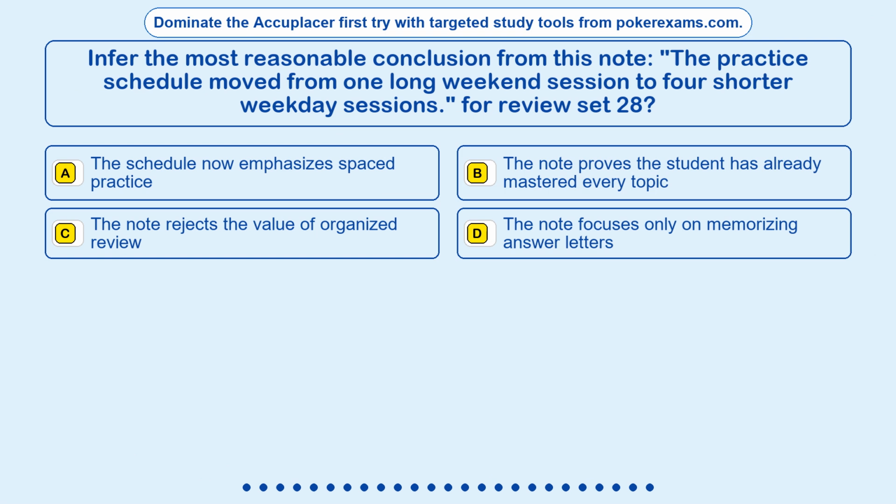Question 14. Infer the most reasonable conclusion from this note. The practice schedule moved from 1 long weekend session to 4 shorter weekday sessions. For review set 28. Option A. The schedule now emphasizes spaced practice. Option B. The note proves the student has already mastered every topic. Option C. The note rejects the value of organized review. Option D. The note focuses only on memorizing answer letters.